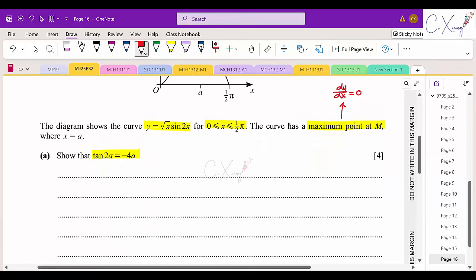Alright. Okay, so let's start. Let's have a look at the question first. We are having the product of two functions in the equation of y. So I'm having y equals x to the power half, times sine 2x. This is two brackets. There are two brackets here.